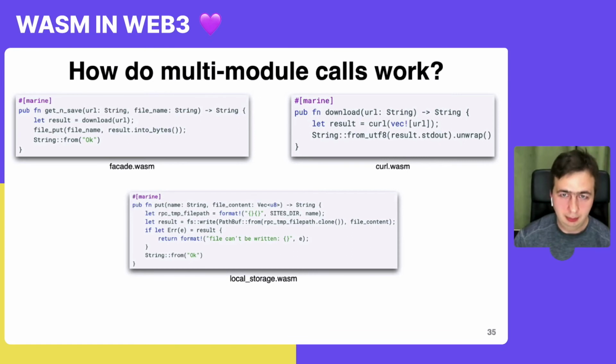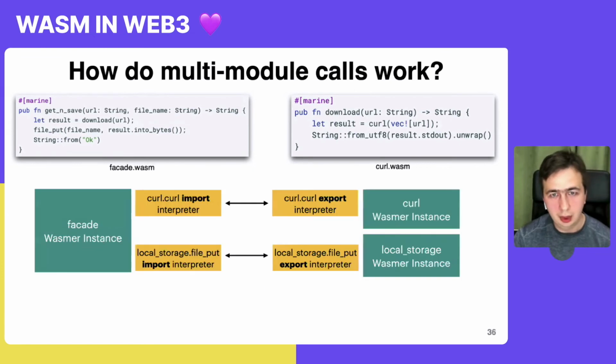Also remember our example with 3 modules of the real downloader service. Actually, for each function that is imported or exported, there is a dedicated interpreter. This interpreter interprets interface types instructions. For example, here we have seen 3 modules, and for each module there will be a different Wasm instance. Yes, for facade, curl, and local storage. And for each export and each import in this instance, there will be a corresponding adapter import and adapter export.